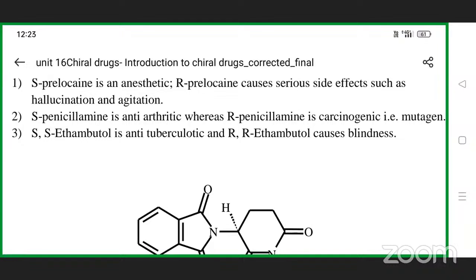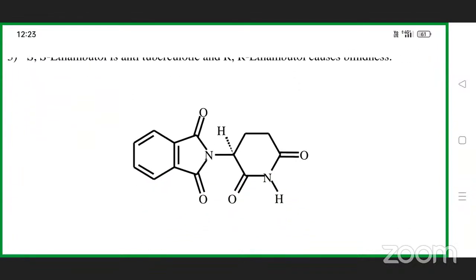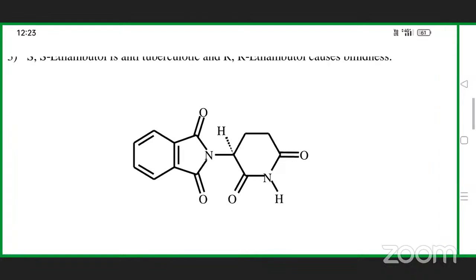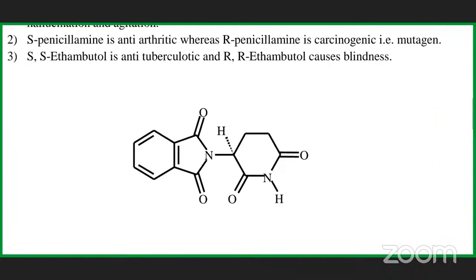So you see S,S-ethambutol is anti-tubercular, and R,R-ethambutol causes blindness here. This is the structure of your ethambutol. Here it is having one chiral center, so you have the S,S-ethambutol.